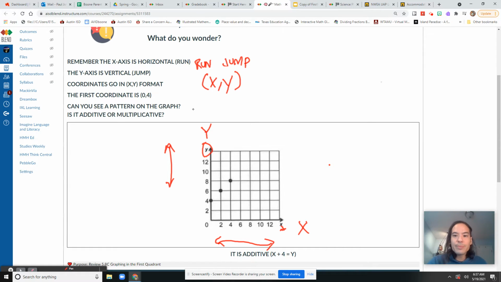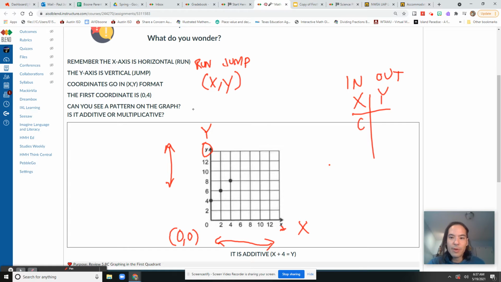All right, so let's go ahead and make a XY input-output table, and let's find out what these coordinates are. All right, so here's our origin. Remember, our origin is 0, 0. So we started at our origin, and we run 0, and we jump 4. So our first point is 0, 4. We ran 0, we jumped 4. Our second point, we ran 2, we jumped 6. And our third point, we run 4, and we jump 8. So if I'm trying to find the rule on this, it's either going to be plus 4, or it's possibly, yeah, I think that's the only thing it can be.